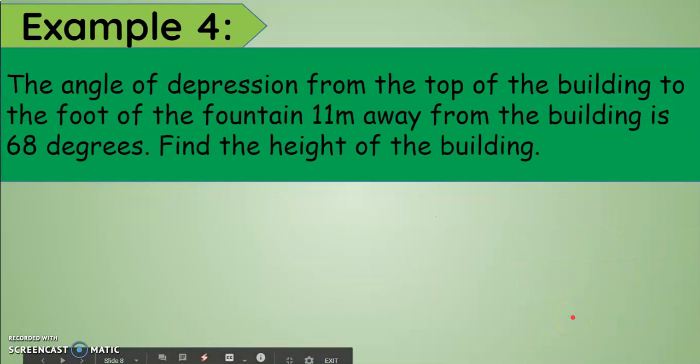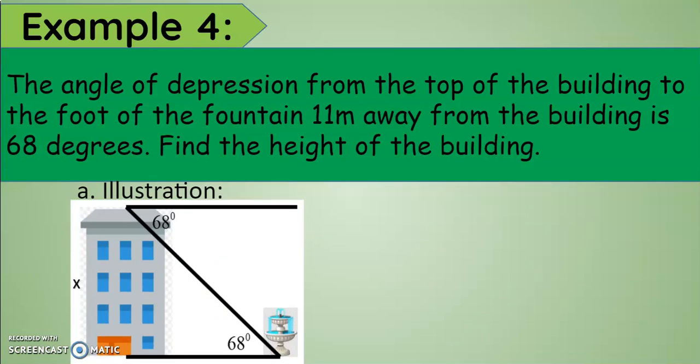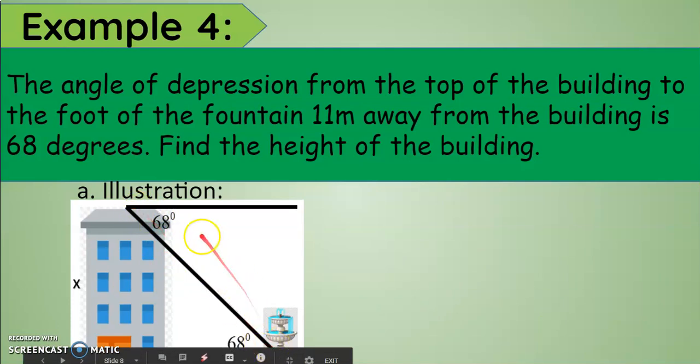Let's go for example number 4. The angle of depression from the top of the building to the foot of the fountain, 11 meters away from the building, is 68 degrees. Find the height of the building. Again, this will be now our illustration. So this will be from the top of the building to the foot of the fountain. So this will be our angle of depression.